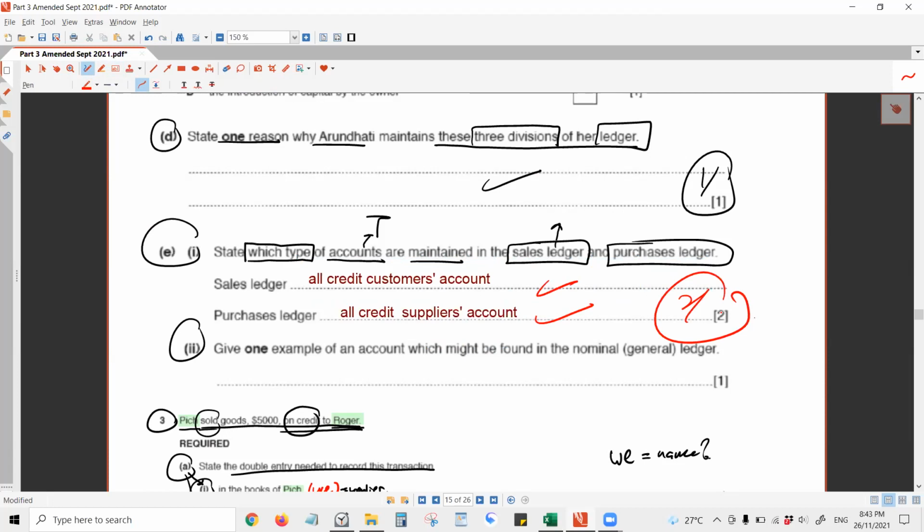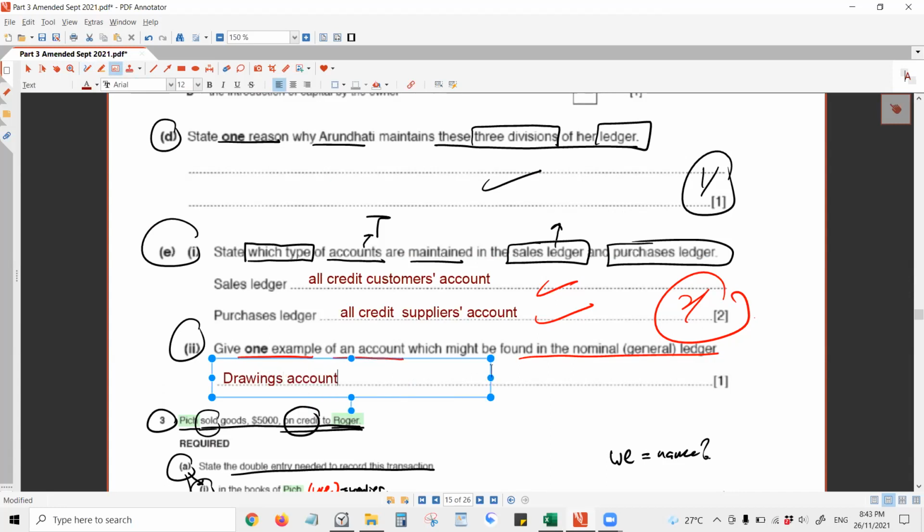Now question E2. Give one example of an account which might be found in a nominal ledger. Do you have a lot of options? Yes. Just tell them an account that's not a person's name. Up to you what you want to write. For me, I write drawings account. You can write sales account, purchases returns account, purchases account, bank loan account, cash account, bank account, as long as it's not a person's account. So there you go, the answers for E1 and E2.